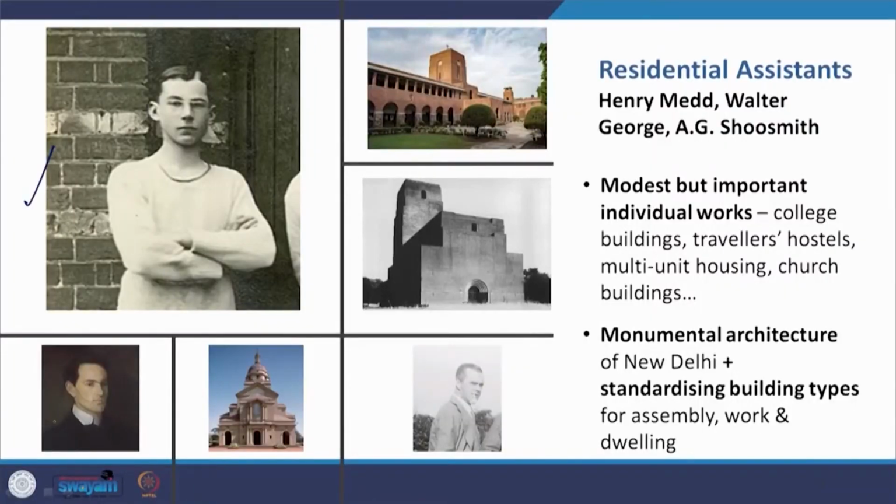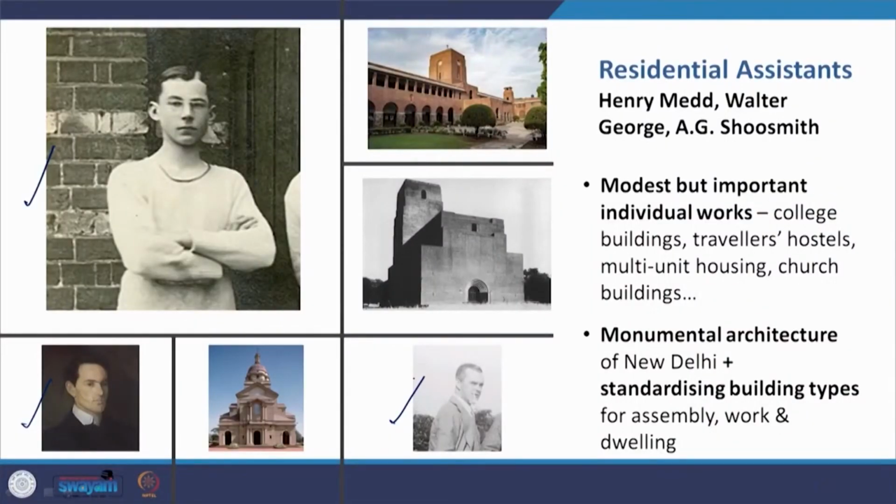Now there were three more architects, I believe there were more, but three prominent ones who also played a role along with these two in building up New Delhi. They were called residential assistants because they were assisting Lutyens and Baker. The three in front of us are Henry Medd, Walter Sykes George, and A.G. Shoosmith. They did modest works in comparison to the monumental works of Lutyens and Baker, but they were important individual works. They were college buildings, travelers' hostels, multi-unit housing, church buildings, etc.